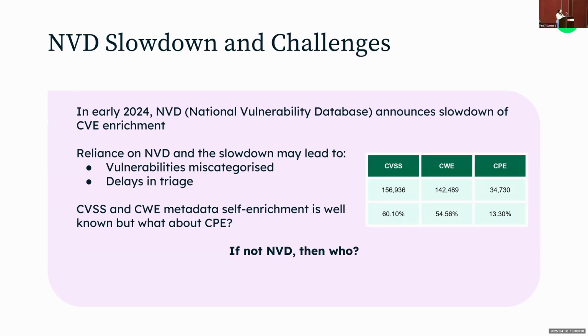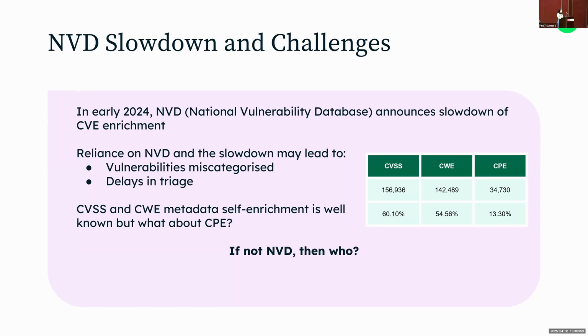Essentially, the slowdown meant that the addition of necessary metadata might not be happening as swiftly or as comprehensively as before, meaning that vulnerabilities might be miscategorized or even leaving systems still vulnerable. So CNAs, they can issue CVEs using the JSON schema created by the CVE program. But here's something quite interesting. CNAs are not required to apply metadata when issuing CVEs. But support for CVSS and CWE metadata is quite well known.